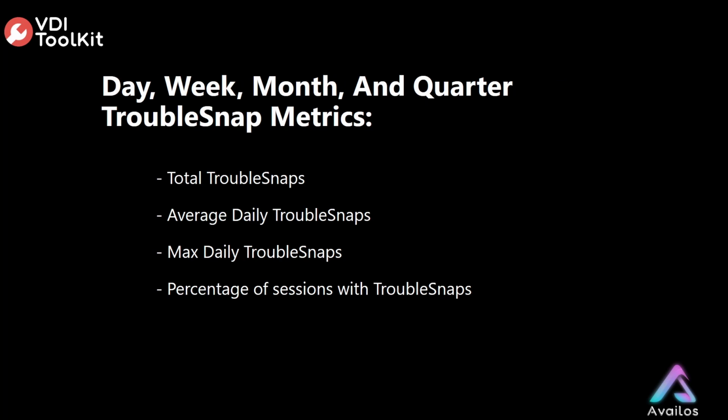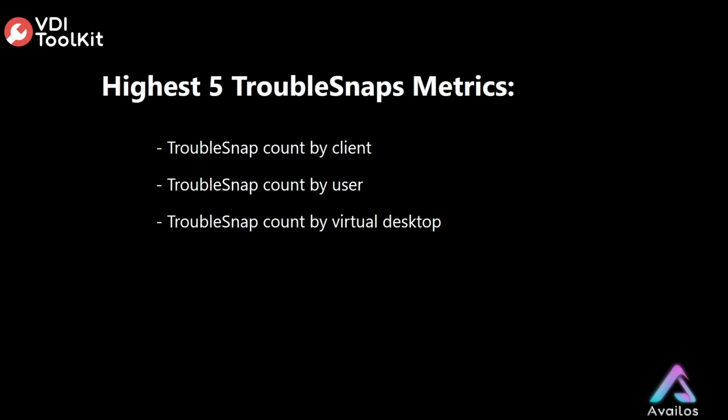Day, week, month, and quarter TroubleSnap metrics provide information on total TroubleSnaps, average daily TroubleSnaps, max daily TroubleSnaps, and the percentage of your virtual desktop sessions with TroubleSnaps for the specified time frame. The highest 5 TroubleSnap metrics provide information on TroubleSnap count by client, user, and virtual desktop. This can aid in finding users who are having the most issues. It can also be used to identify problem clients or virtual desktops that appear to always have an issue.